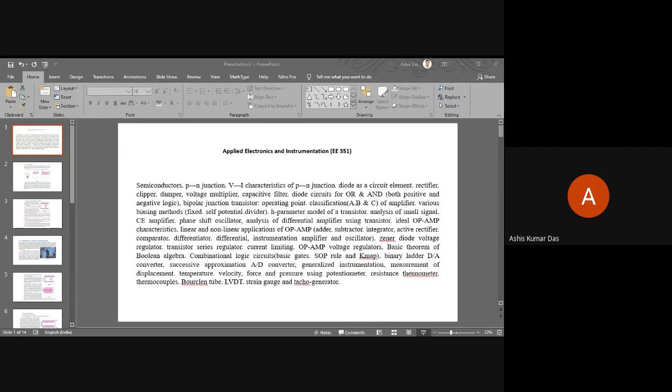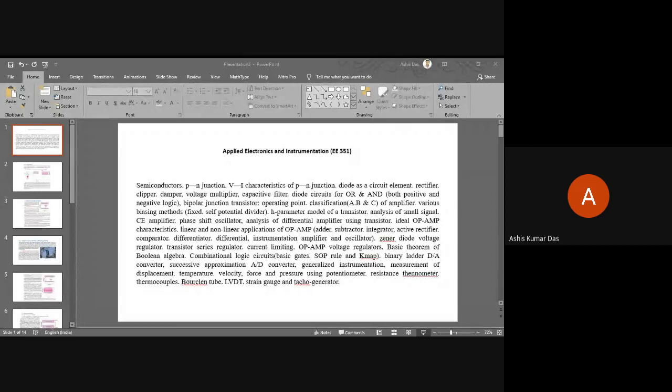After that, we have some part on the Zener diode and some part on the current limiting circuit. The op-amp can be used as a voltage regulator. We are going to see how the op-amp acts as a voltage regulator. Then we have the basic theorems of Boolean algebra. We started Boolean algebra with the fabrication of the OR and AND gate, so now we are going to cover the details of Boolean algebra.